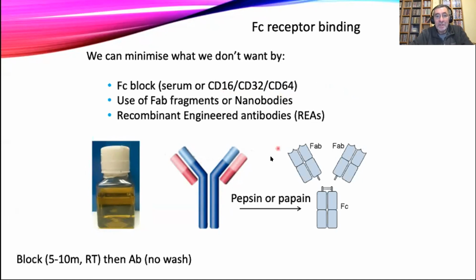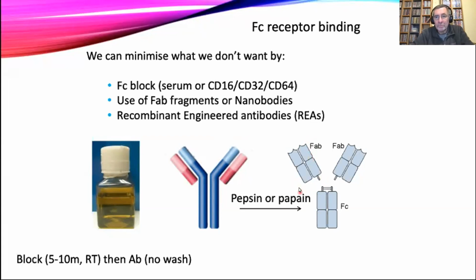The other way, of course, is to not use the whole immunoglobulin, but just to use the Fab fragments. Many, but not all, antibodies are available in that format. Basically, what we've done here is use an enzyme to get rid of this portion of the antibody, so we've just got the antigen binding site and the light chains.